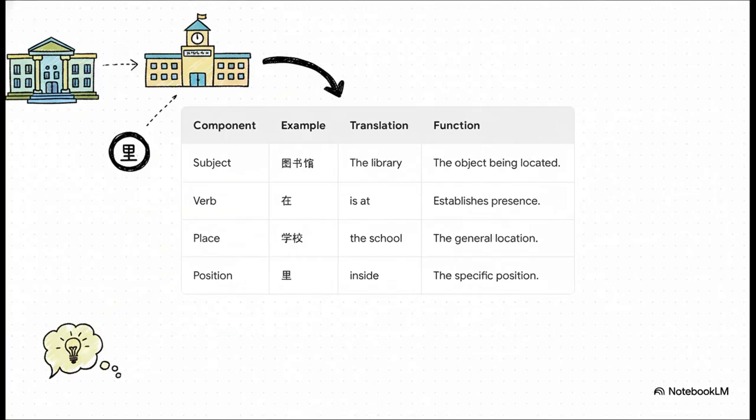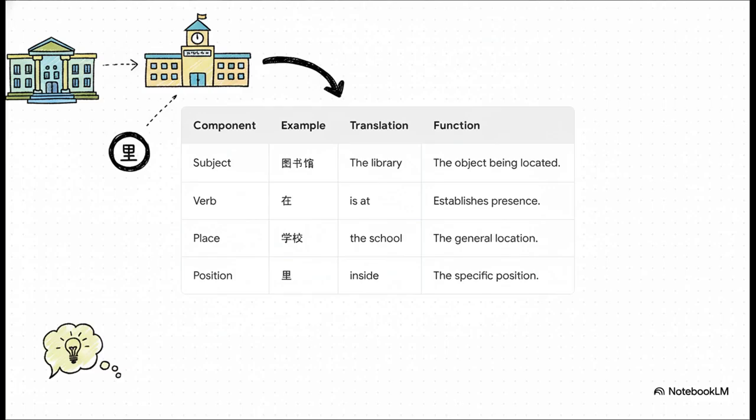This table just illustrates the structure perfectly. The formula is always subject plus 在 plus place plus position word. So let's trace it through. Our subject is 图书馆, the library. The verb is 在, is at. The place is 学校, the school.